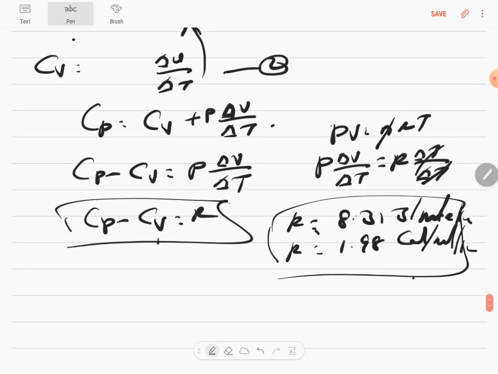So this is one, Mayer's formula, which will be useful. If you know Cp or Cv, you can find the other one. The best part is that.